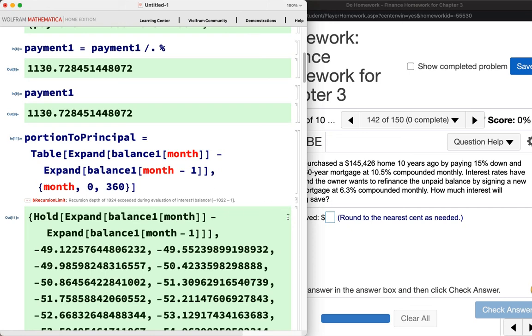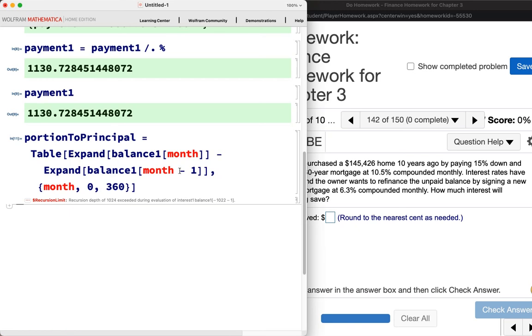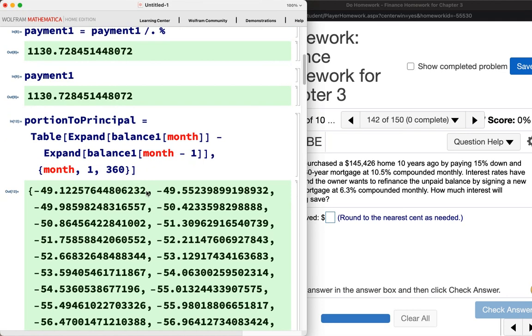Oh, I see what's happening. The reason, let me erase this output. The reason is because I'm starting at 0. And over here, 0 minus 1 is -1, but there is no balance 1 of -1. So this actually has to go from 1 to 360. Sorry, not 0 to 360, but 1 to 360. Because if I start with 0, 0 minus 1 is -1, and the balance function is not defined when the argument or the month is -1. There is no such thing as a negative first month. So let me see if this helps. Yeah, that makes a big difference.